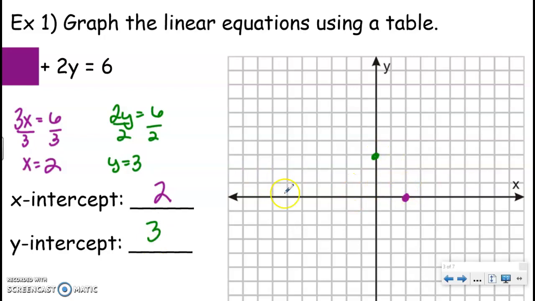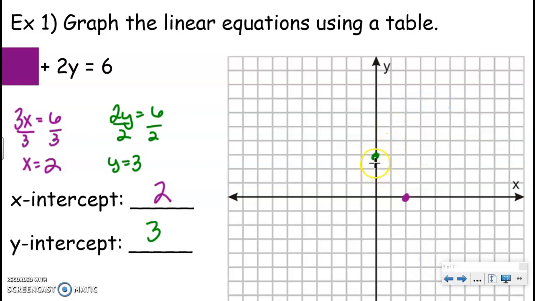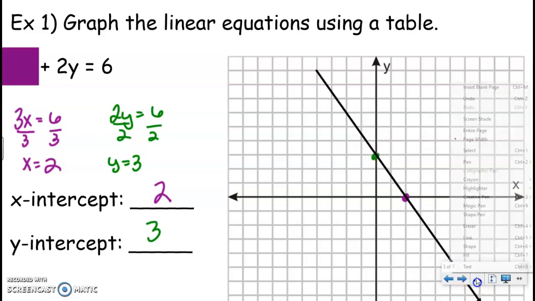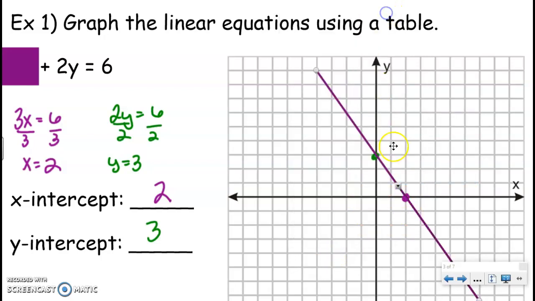Okay, so I plotted my x-intercept on my x-axis and my y-intercept on my y-axis. I might have said that incorrectly the first time. And I'm going to go ahead and draw my line to connect the 2 points, and try to make it stretch across as much of the graph as possible. And then I'm going to change my ends so I have arrows on both ends. Make it purple. And there's your line. Ignore the directions, it says using a table.